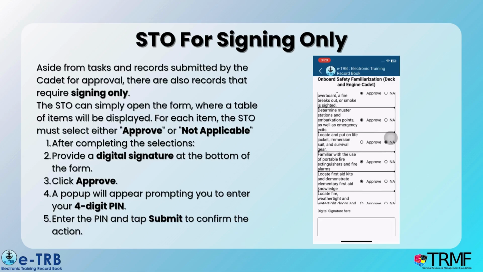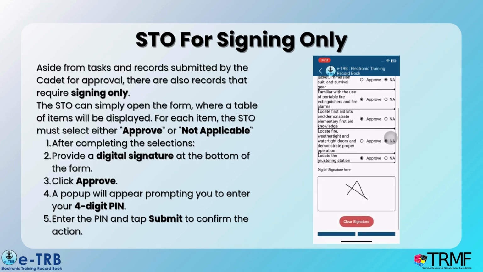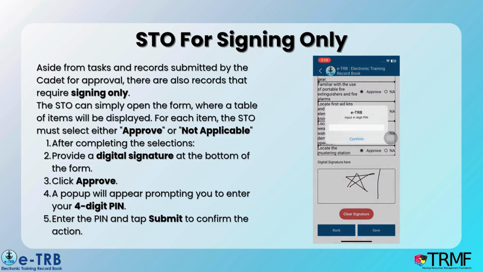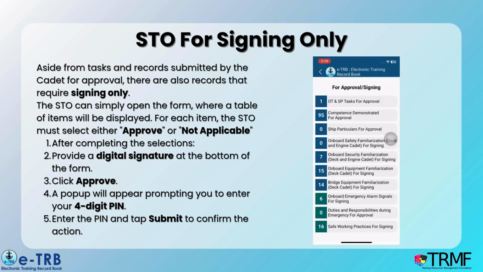1. After completing the selections, 2. Provide a digital signature at the bottom of the form. 3. Click Approve. 4. A pop-up will appear prompting you to enter your 4-digit PIN. 5. Enter the PIN and tap Submit to confirm the action.